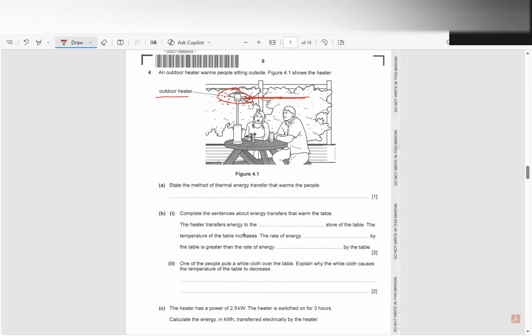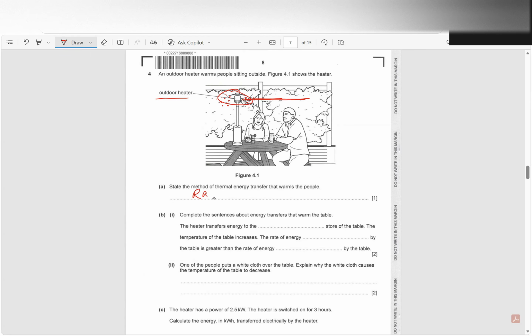So in convection, the particles are going to rise, and the people are not above the heater, they're below the heater. So convection, once again, is not going to be the right method. So we're going to say radiation. Radiation is going to be the right answer. Radiation is the method through which the thermal energy is going to transfer from the heater and warm up the people.